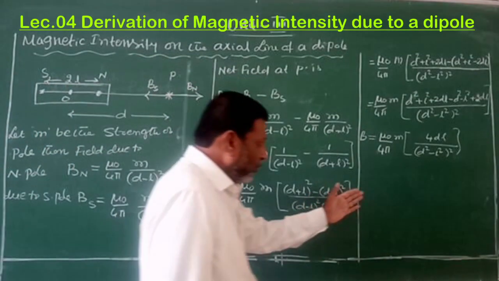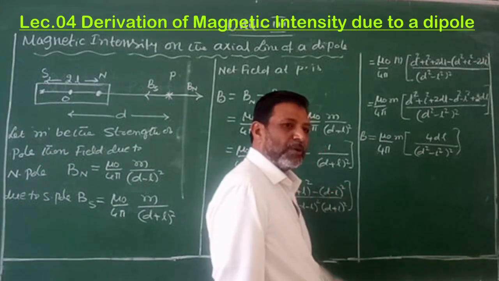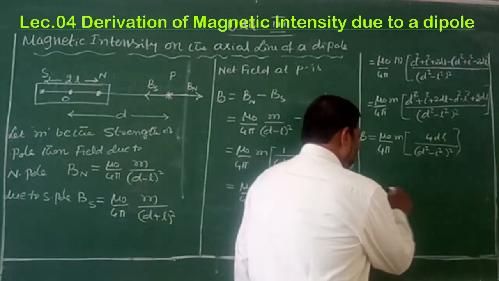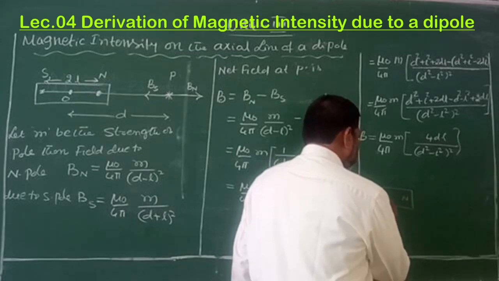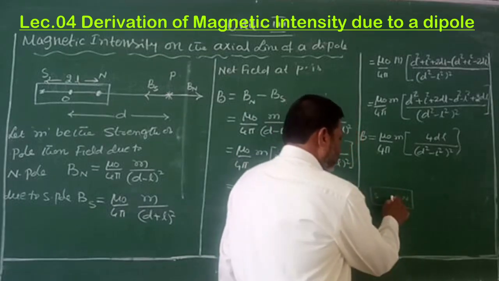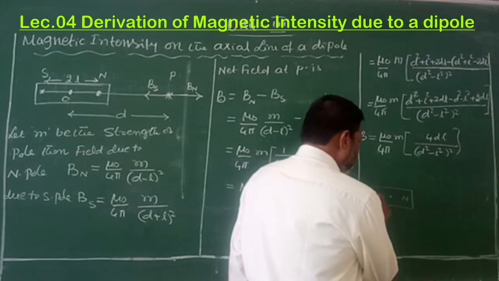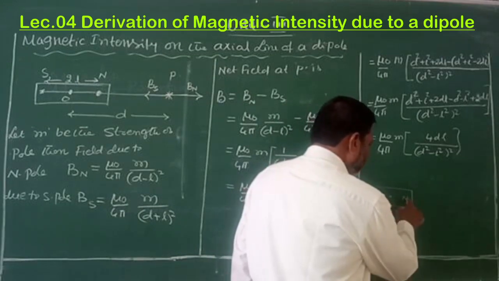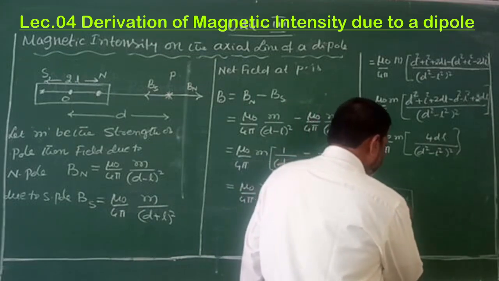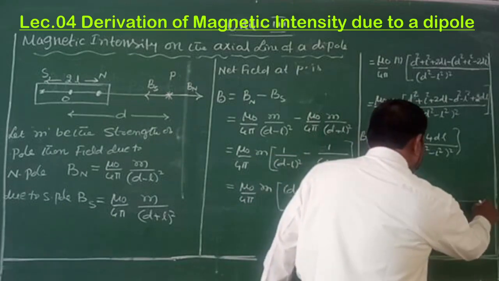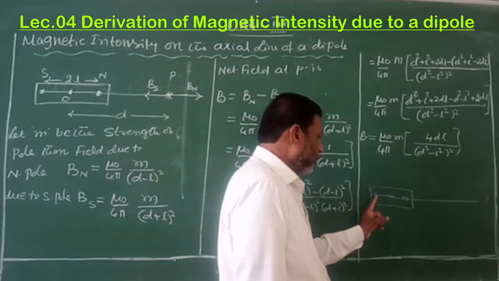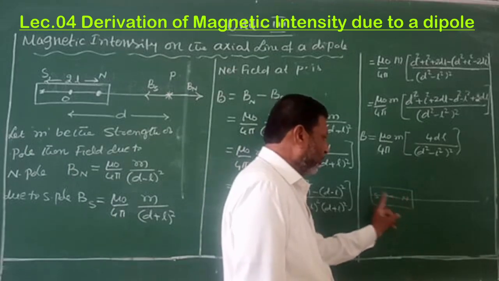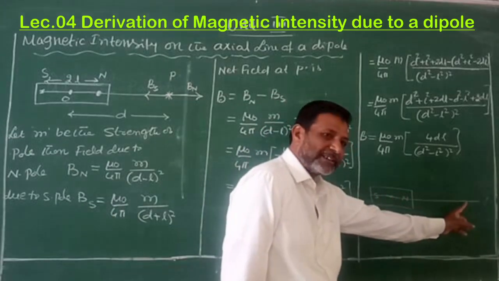Now all of you, look carefully towards the board. For example, let us say this is a magnet. This is the north pole, this is the south pole, and this is the center. The line which passes through the poles and the center of the magnet is called the axial line. The line passing through the two poles and the center of the magnet is called the axial line.